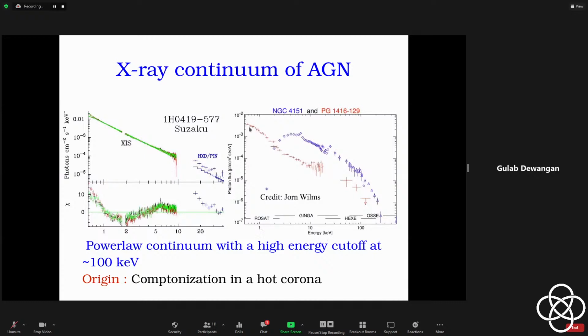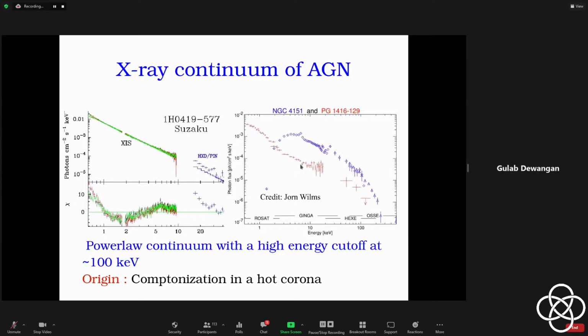When we look at the spectrum, because this is a log plot, a linear looking line is actually a power law. So from this plot it is clear that the X-ray spectrum from about 0.5 keV to a few hundred keV is dominated by a power law component. But there are certain departures.